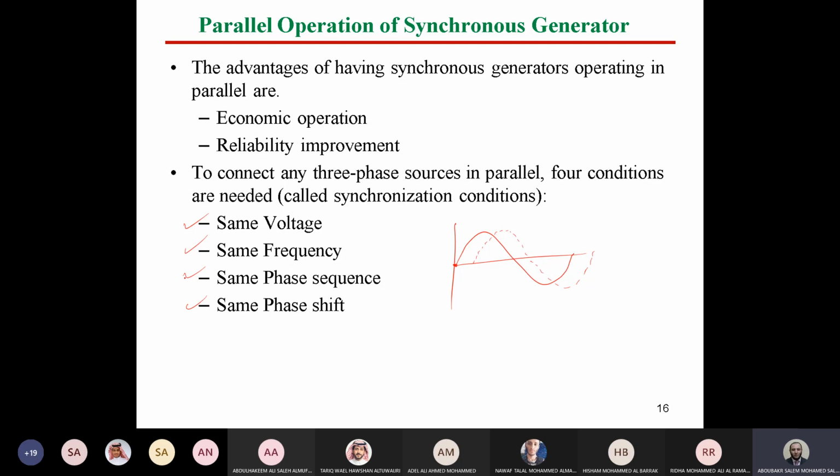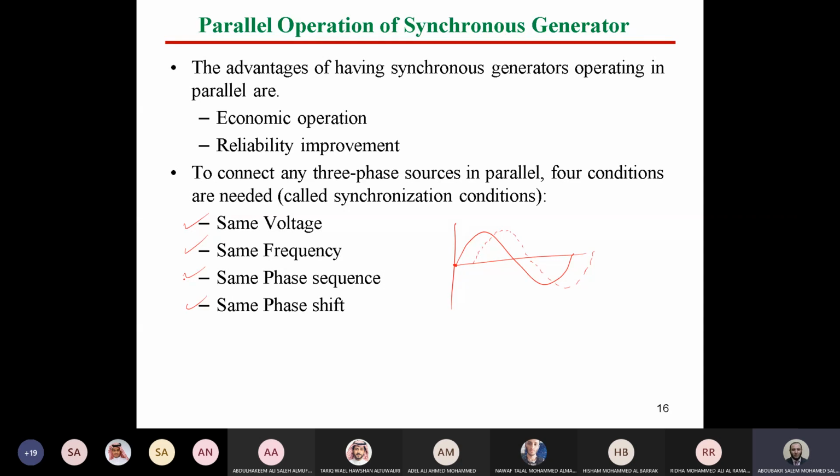Phase sequence means that if we have three-phase systems, phase A from the generator side should be connected to phase A from the grid. The same is for phase B and phase C, which means we have the ABC sequence and the ACB sequence. So if the grid is ABC, the generator has to be ABC as well in order to be connected to the grid. So these, guys, are called the synchronization conditions.